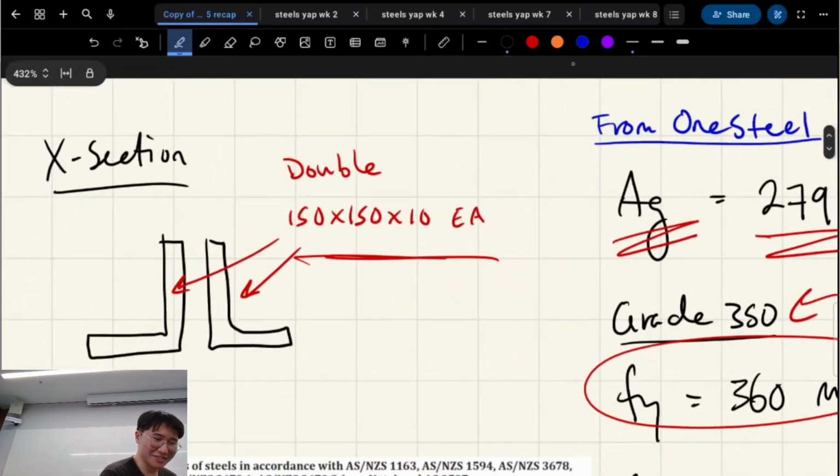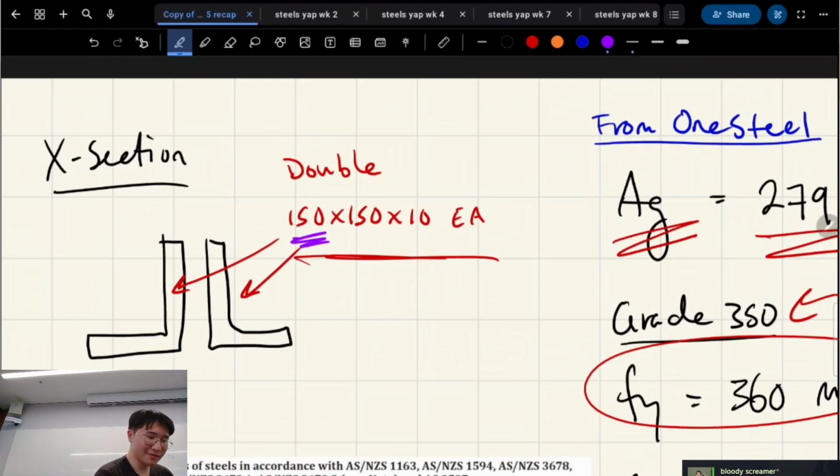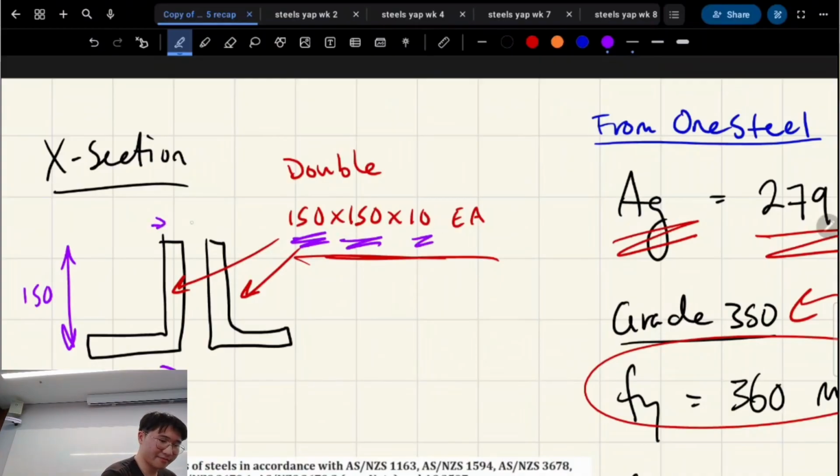Let me tell you the secret, right? Two ways. One, go to the steel table, go to the thickness of the flange, or that's the slow way. The fast way is for an equal angle. That's your depth. That's your width. That's your thickness. So that 10 at the end is the thickness. So you can imagine as you increase in thickness, you get a stronger section. So that's how they do the products. So you see a 200 by 200 by 12 EA. It's 200 deep, 200 wide, 12 thick.